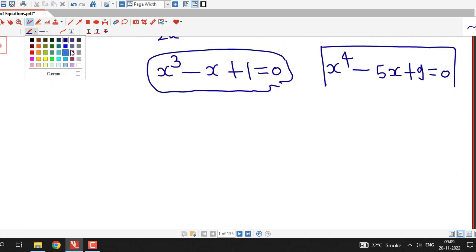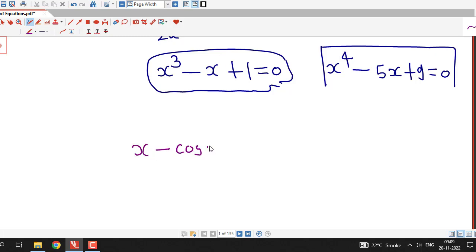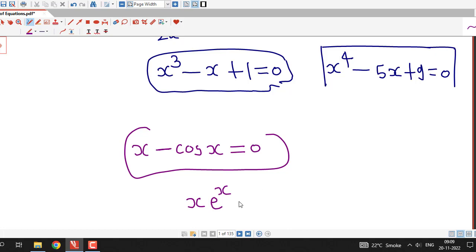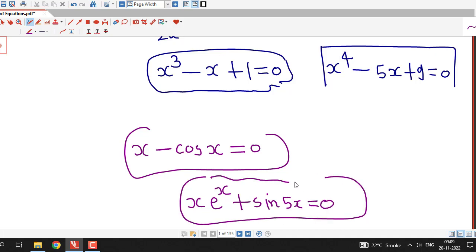Sometimes our equations may involve non-algebraic functions also. Suppose I have this equation x minus cos x equal to 0, then direct methods are not available. I can have this type of equation also, x times e raised to x plus sin 5x equal to 0. So all these equations are not solvable by direct methods. We do not have methods for solving these equations directly. So for that we require numerical methods.